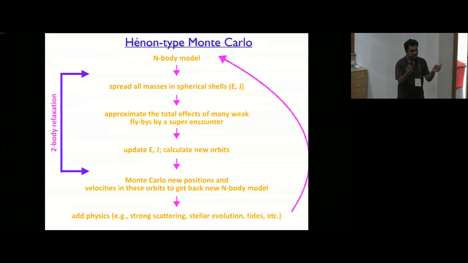You're getting the total mass in each shell, and then you are calculating the potential, and then you are calculating the energy and angular momentum. Essentially, that means you know the pericenter and apocenter of each orbit. And then you give deflections for each of these orbits, and then calculate energy and angular momentum in the new orbit again.